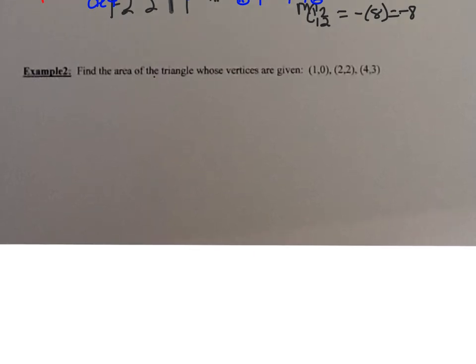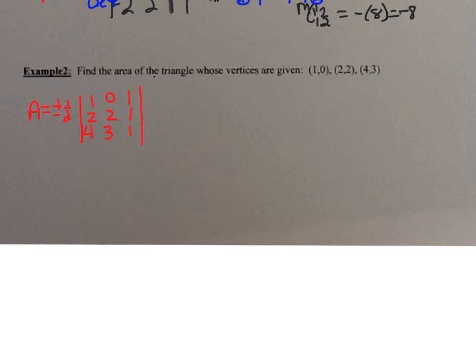Okay, find the area of a triangle whose vertices are (1, 0), (2, 2), and (4, 3). So the area of the triangle is plus or minus 1/2 times my determinant, which is going to be the matrix [1, 0, 1; 2, 2, 1; 4, 3, 1]. That's the matrix I'm going to use.